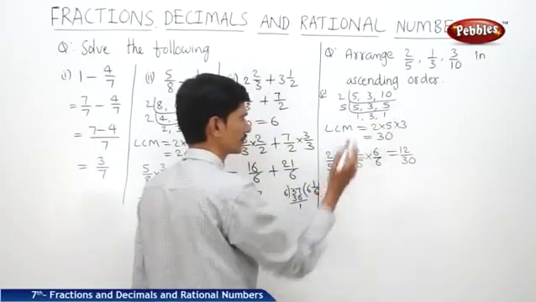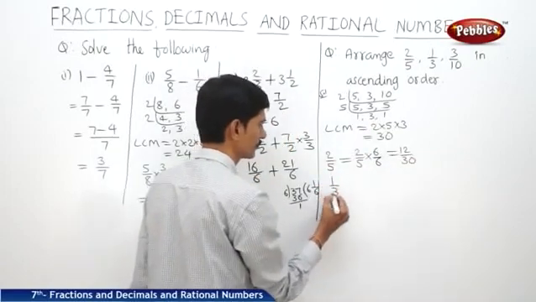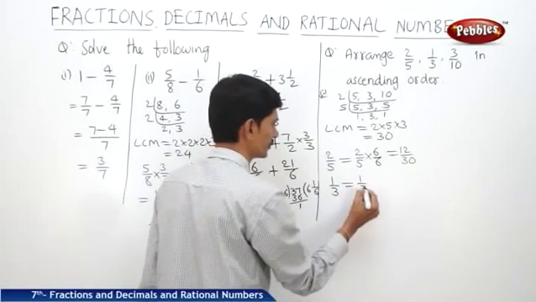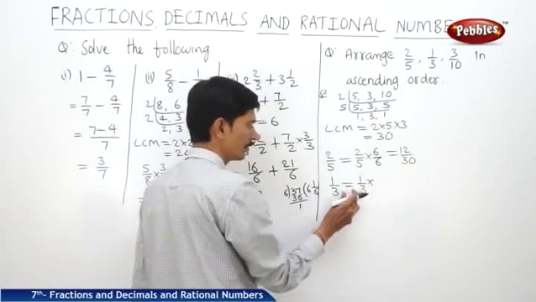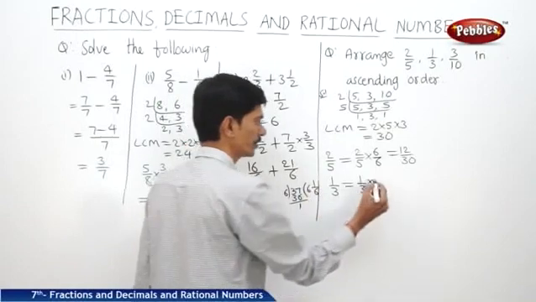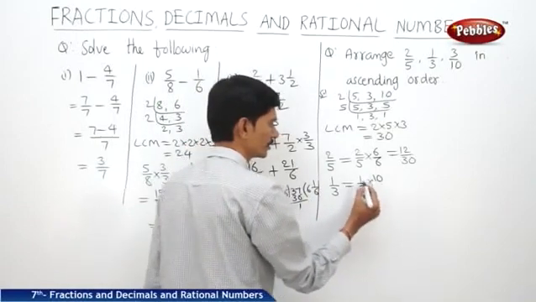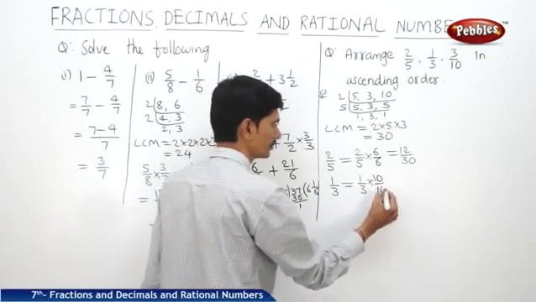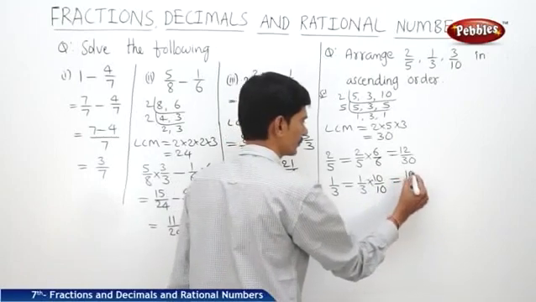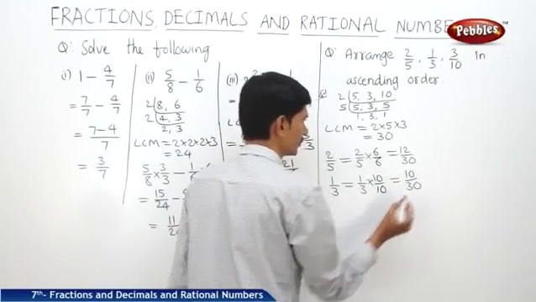Then let us take the next fraction, 1 by 3, equals 1 by 3 into... the denominator 3, 10 times is 30, so we multiply both numerator and denominator by 10. So 1 tens are 10 by 3 tens are 30.